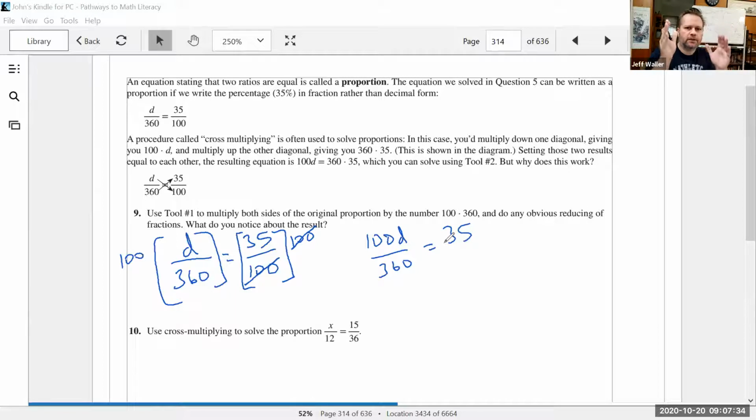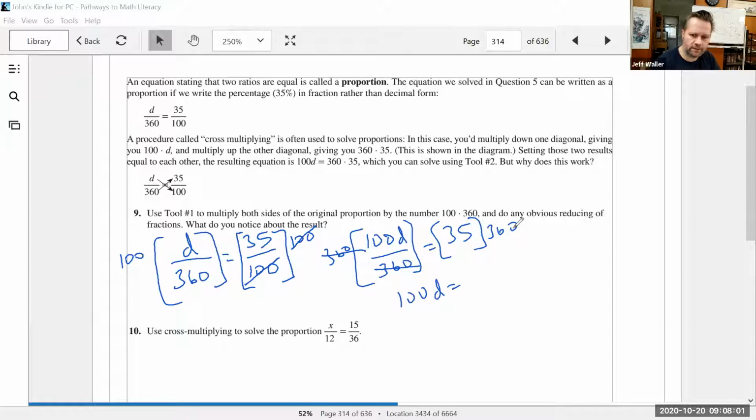And what's the only fraction left alive? What's the only reason there's a fraction still in the equation? 360. Yeah, the stupid 360. So let me multiply both sides by 360. That'll cancel that out. So I get 100d equals 35 times 360. Is that what I just did earlier? No, this is different. 7 times 180, 1260, is that it? Yeah, okay.